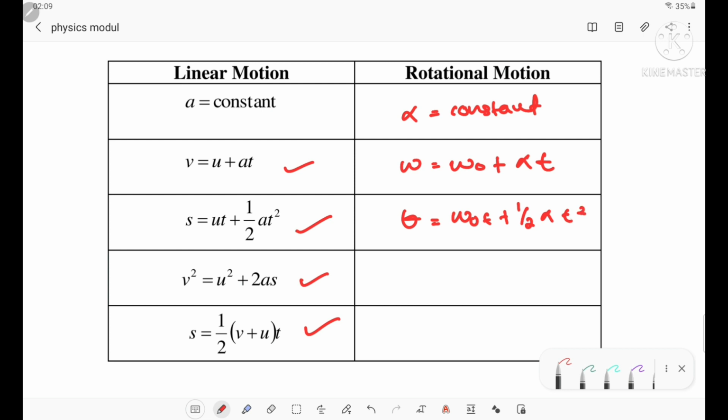And then next we have omega squared is equal to omega naught squared plus 2 alpha theta, and the last one is theta is equal to half of omega plus omega naught, multiplied by t. So these equations are very familiar, okay, from the linear motion. The difference is only the symbols for the rotational motion.